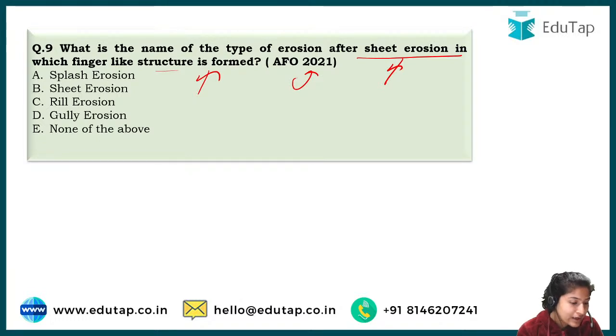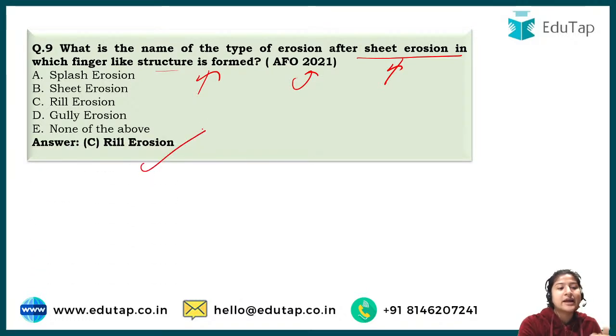So here Sangeeta comes up and she says rill erosion. RK says C, Sonu says rill, Manish says rill. I am very happy that you all are mostly giving the right answer. So yes, rill erosion is the right answer. First was splash, then sheet, then rill, then gully, right? So yes, that is the correct answer. Abhinav also says rill. Very good.